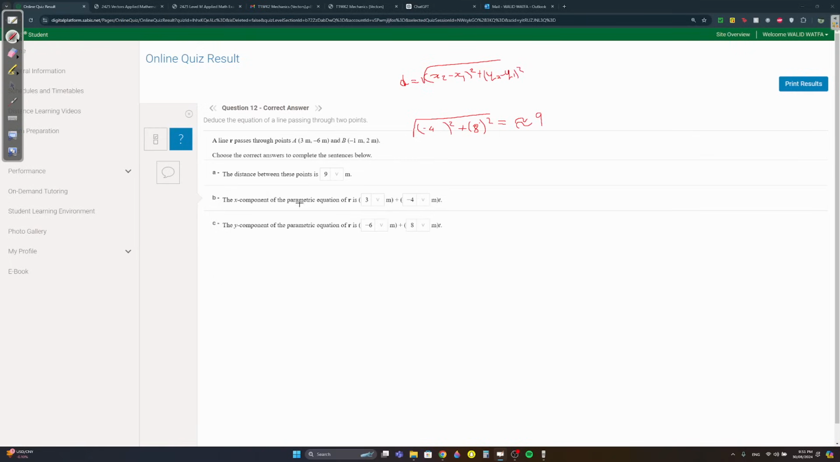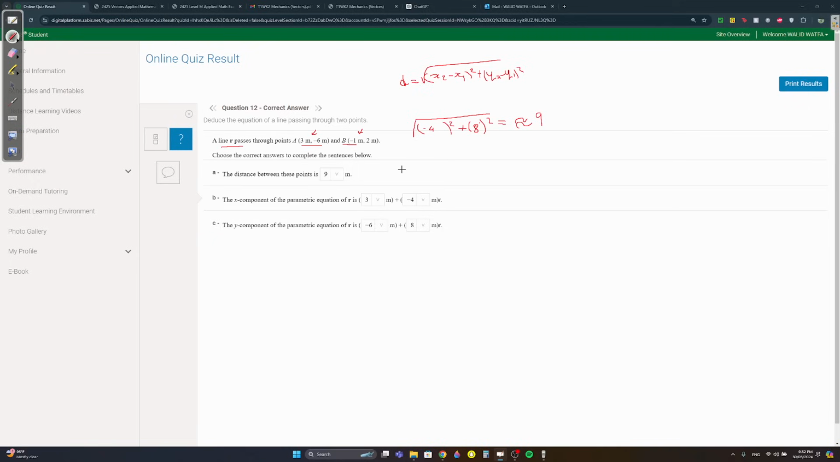The x component of the parametric equation. They gave us 2 points, point A and point B. They want the equation of this line r, right? They said a line r passes through these 2 points. They want the x component of the equation, so this is the i part, and then they want the y component, so they want the j part. Let's solve normally, and then we'll see the x component and y component.